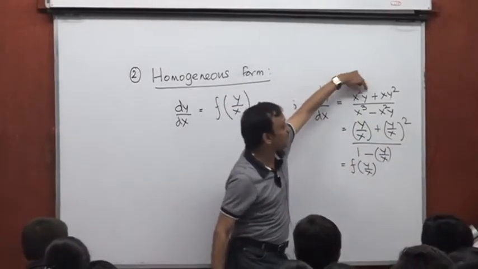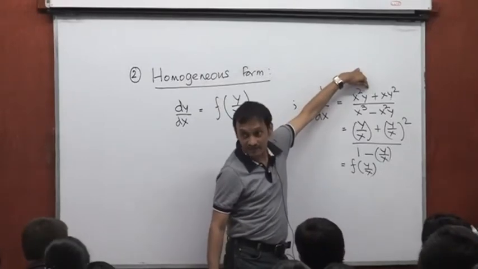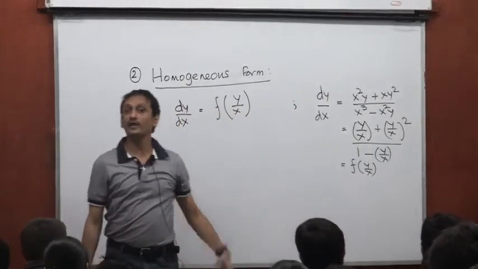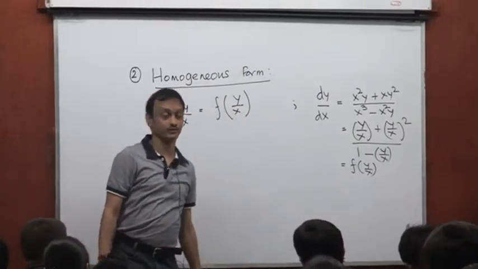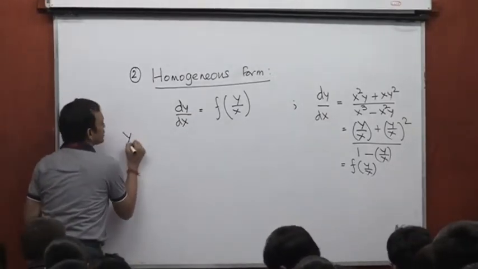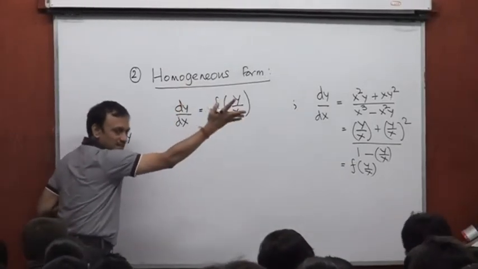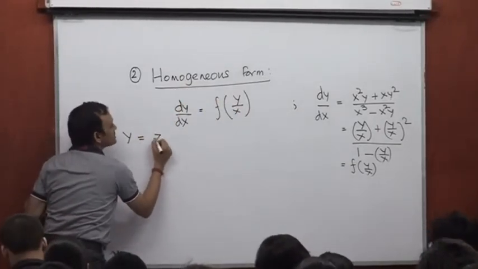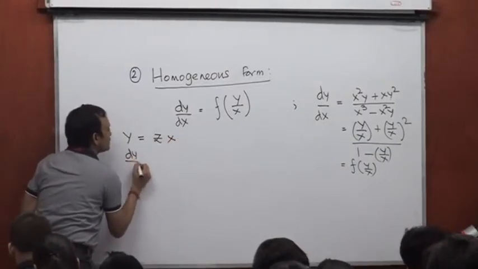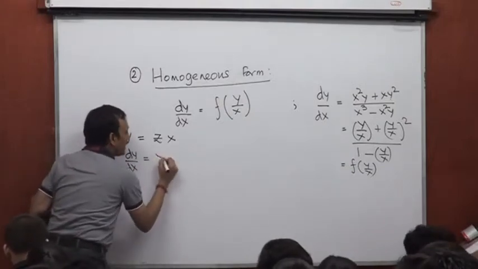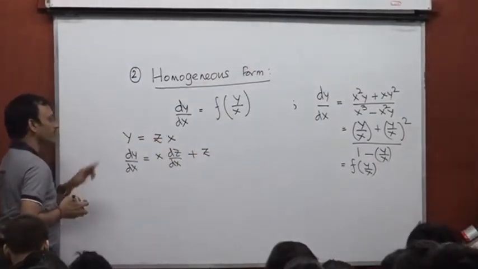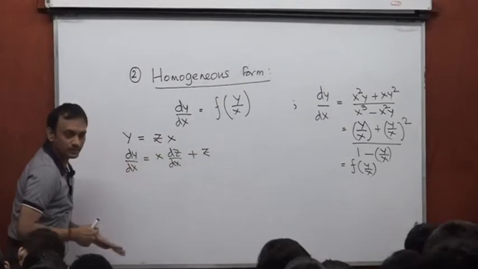The important condition is that if I have a ratio of two polynomials in x and y, they should both be homogeneous and of the same degree. Then I can look upon this as a homogeneous differential equation. Now, for homogeneous forms, all you need to do is take y by x as some z. That means y equals z times x, and then dy/dx would be x dz/dx plus z, right?